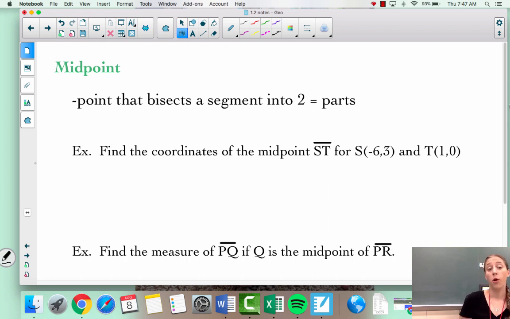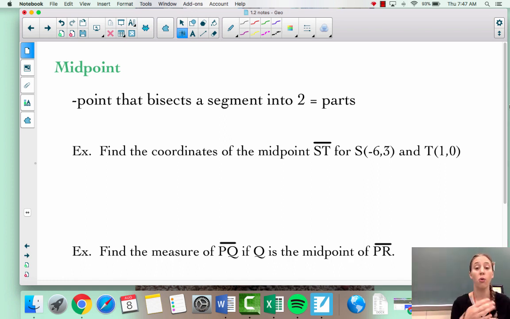We're going to be talking about midpoint in this video. Midpoint is a point that bisects a segment into two equal parts. So you could think of it as if I have an entire segment, the point right in the middle, that's going to be considered my midpoint. And this is going to be very useful because you can use that midpoint to determine two equal lengths.